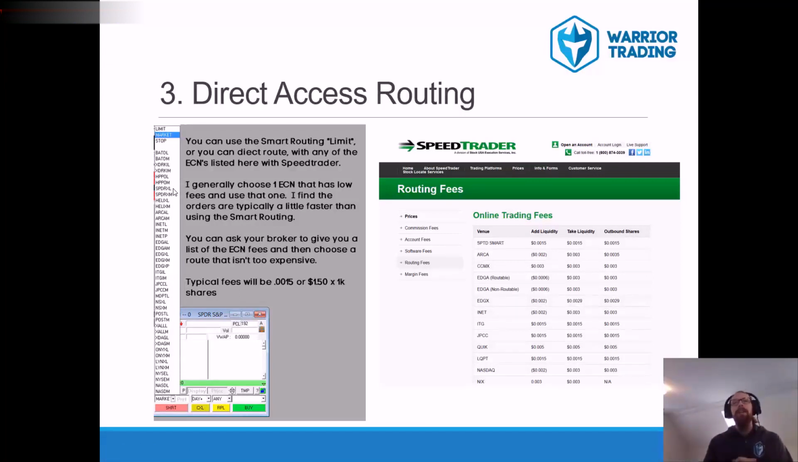All right. Now, later in the class, not today, but later in the course, we'll talk more about routing when we talk about hotkeys in level 2 and stuff like that. But just for right now, know that when you're looking at a broker, you want to make sure you have direct access routing. Okay, so that would include Interactive Brokers, Lightspeed, and SpeedTrader.